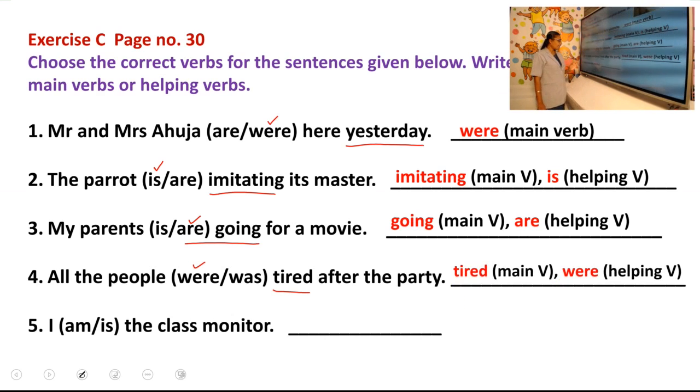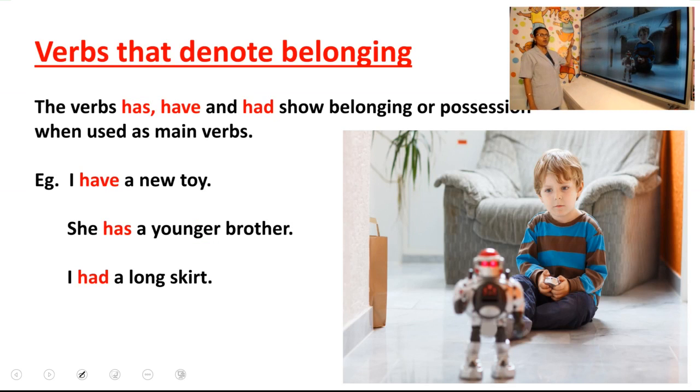Next, I am or is the class monitor. You know that we use the verb am with I, right? So, no doubt the answer is I am the class monitor. I'm the class monitor, so there am acts as the main verb. So here the verb am, that is the main verb. Is it clear? Okay.